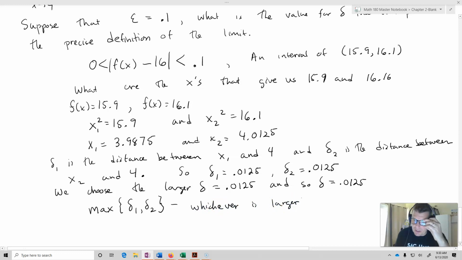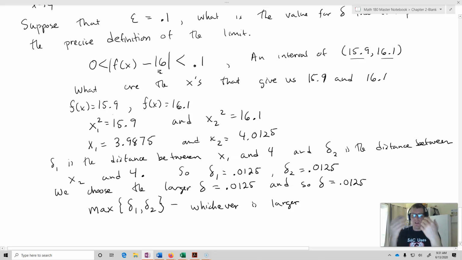Okay, so whichever is the larger value. Suppose that epsilon, we're going to figure out what our epsilon is, and we're going to create the open interval around our limit, around L. In this case, that ended up being 15.9 to 16.1. Then we want to determine what the x's are that give us back 15.9 and 16.1. So f of x equals 15.9 and f of x equals 16.1.